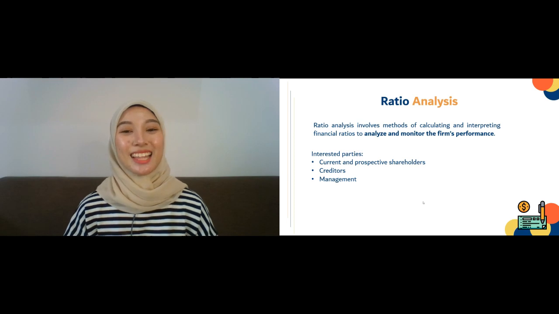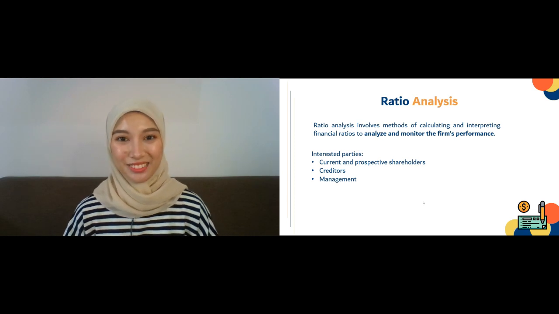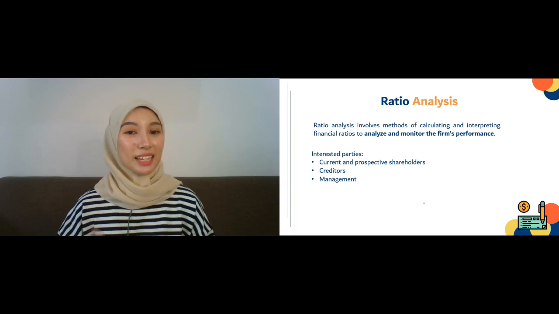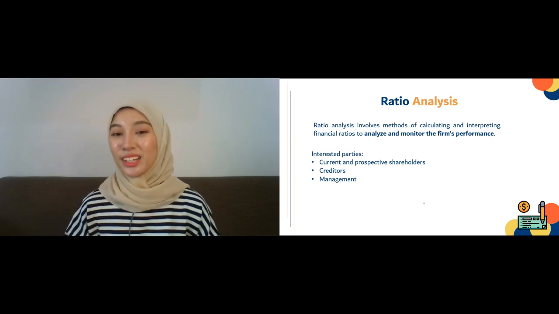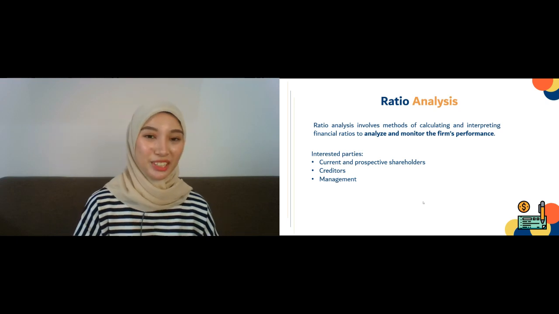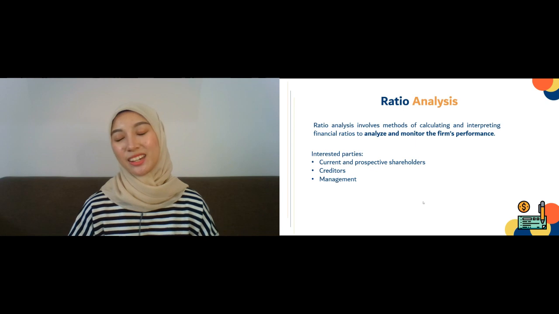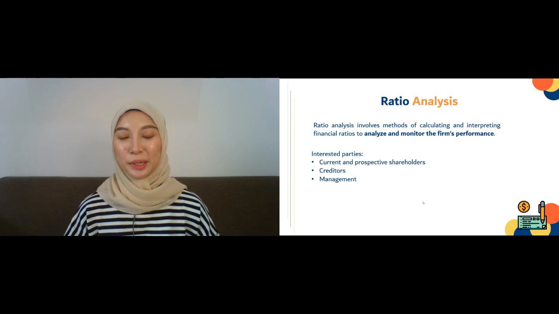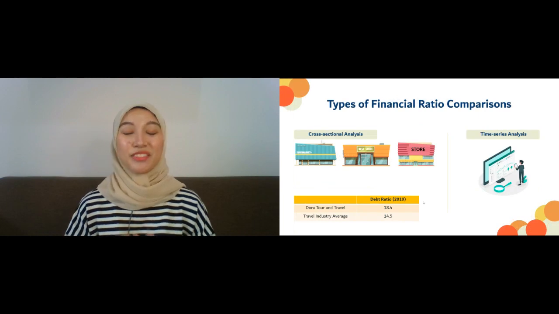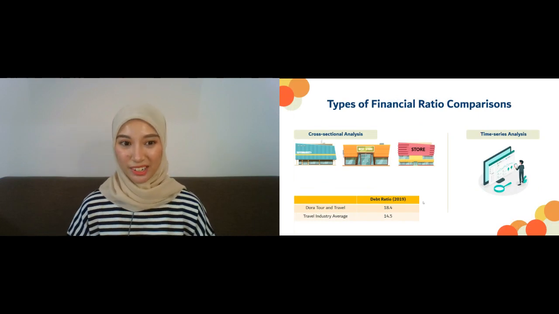And the last one is the management itself, because the management wants to know whether the company is getting better or getting worse. They must compare the previous year's ratio analysis with the current ratio analysis. There are several types of financial ratio comparison.